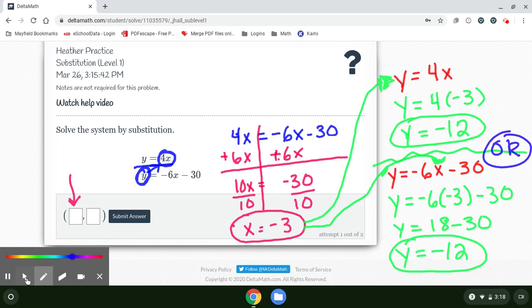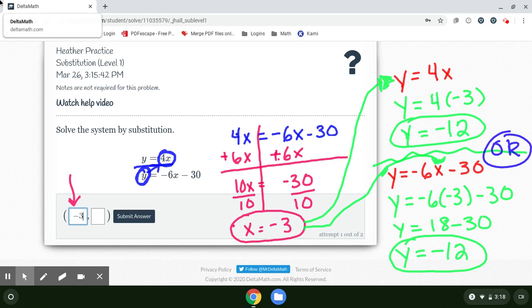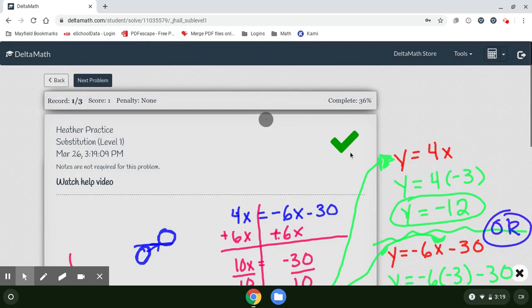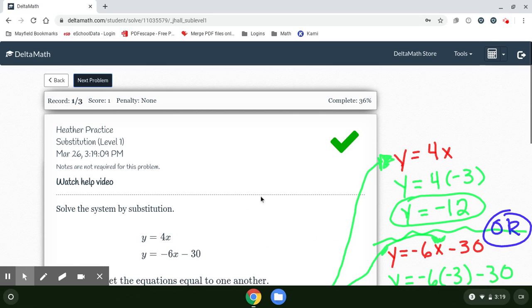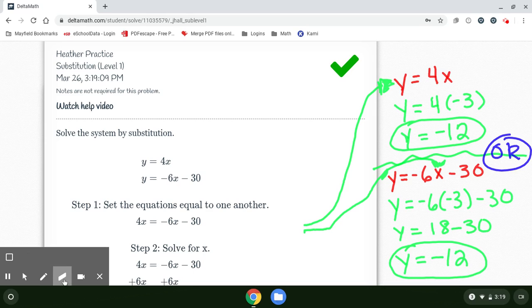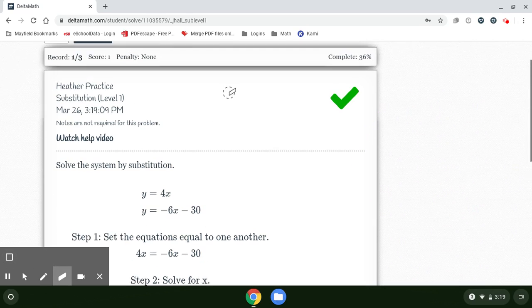And now I have my intersection point. So if I graph these lines, they should intersect at negative 3, negative 12. And verify. And yes, my solution is correct. Okay. Let's do one more.